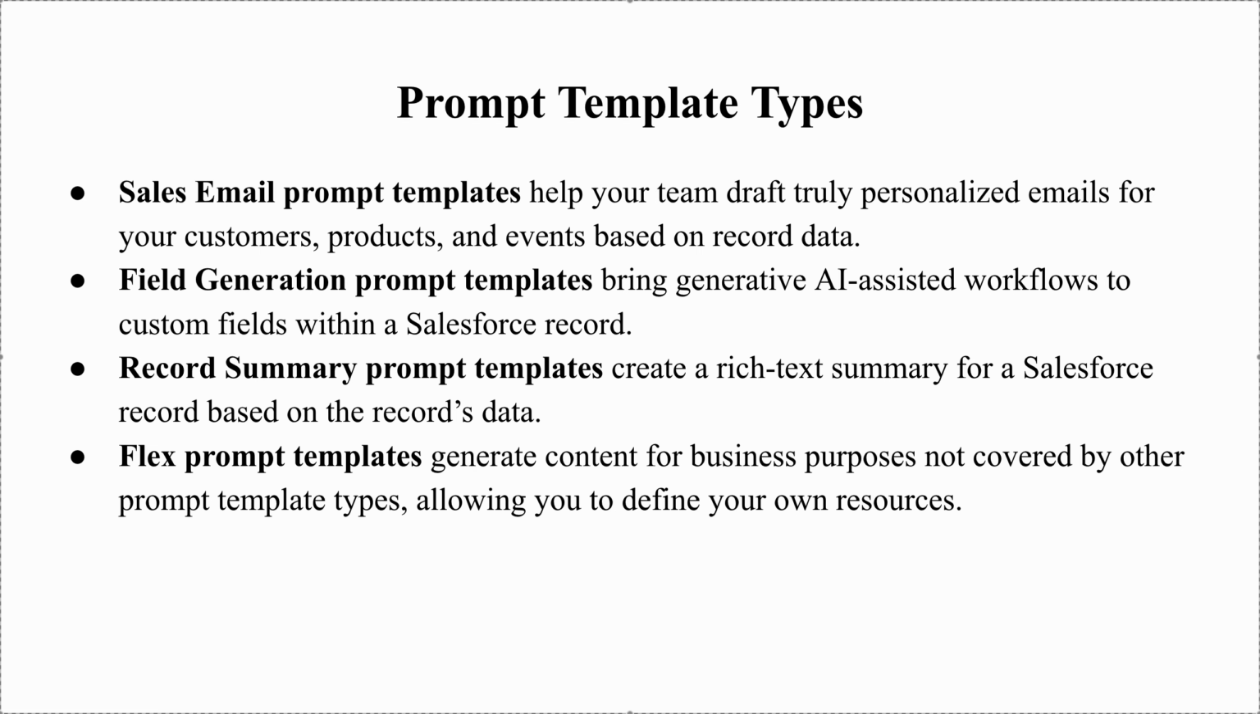And field generation means, for example, if we want to populate some field value based on something else, like a summarization or something else, and we don't want to waste our time typing the whole thing, then we can use field generation. Whereas the record summary prompt template is a rich text summary field; it will summarize the whole record, whatever we have in Salesforce.